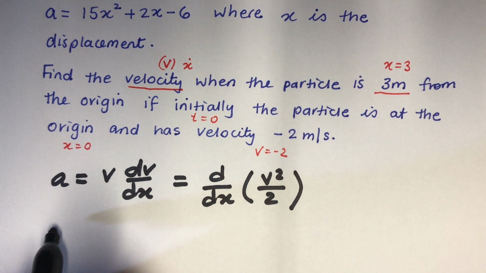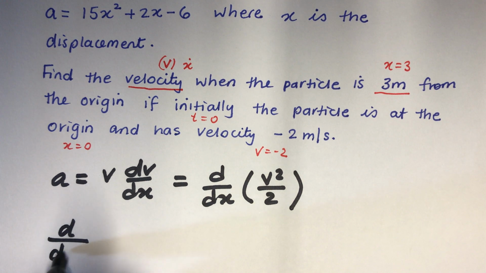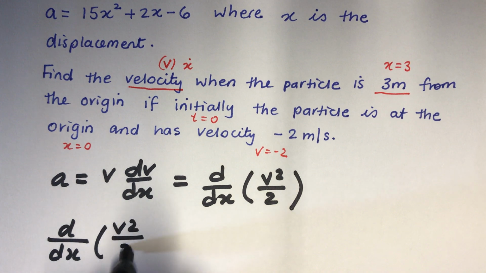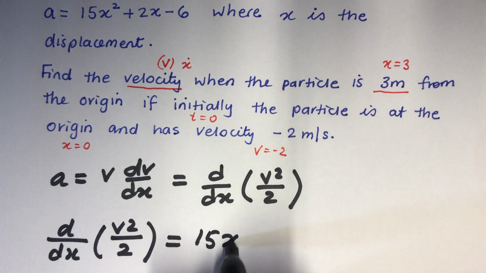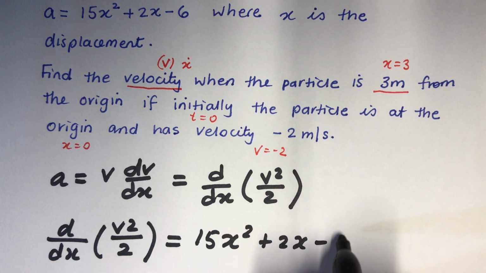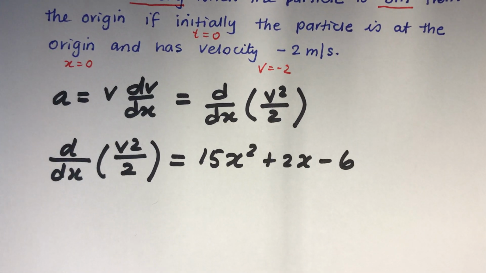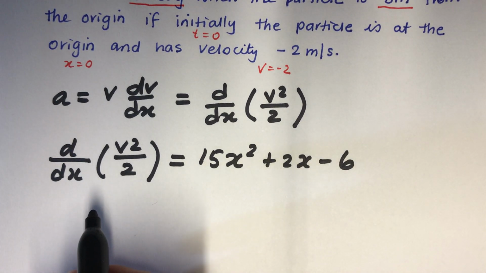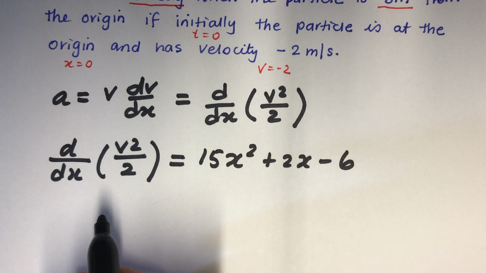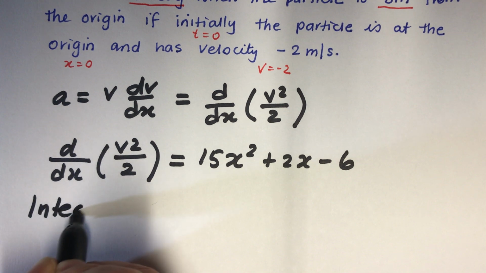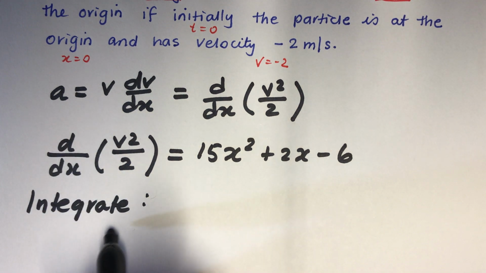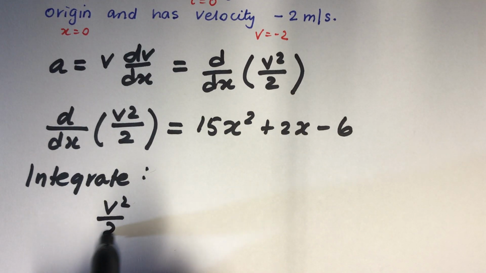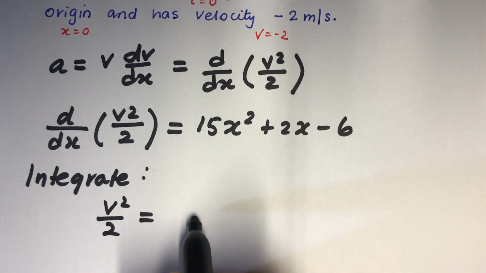I'm going to have this, and also that equals this. Okay, so I'm going to integrate both sides. So if I integrate, this will cancel out. So I'll get this, and I'll integrate this side.